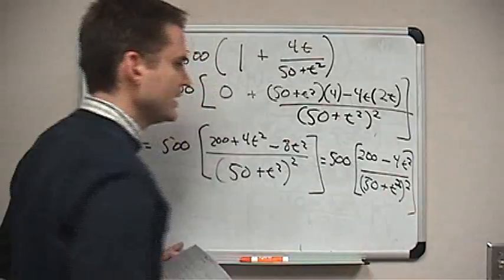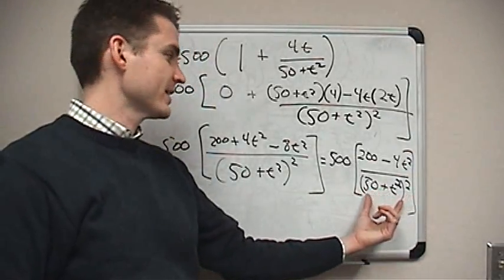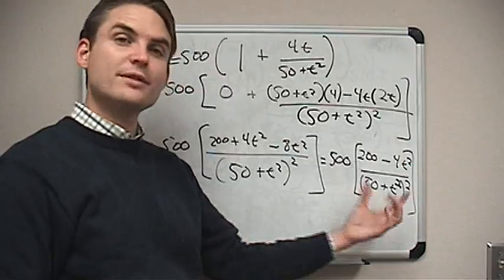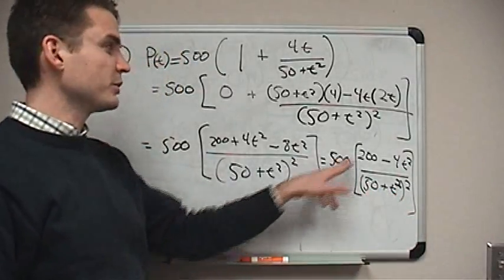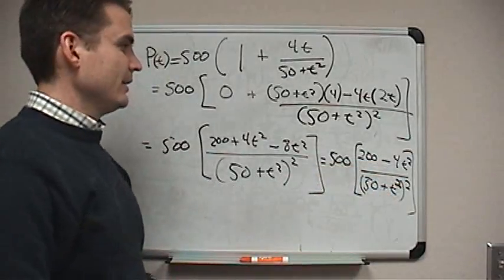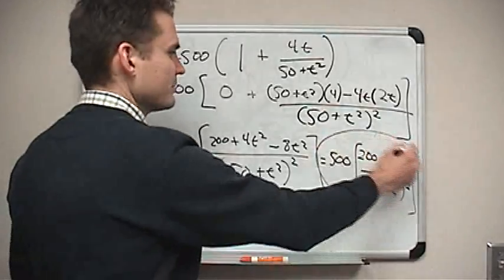Hopefully you can see that okay. By the way, there's no reason to square this thing, because I would actually have to FOIL two copies of 50 plus t squared. There's no reason to do that. Also, there's really no reason to multiply the 500 inside. So that's the derivative. It's the part A in this calculation, and it's really most of the work.